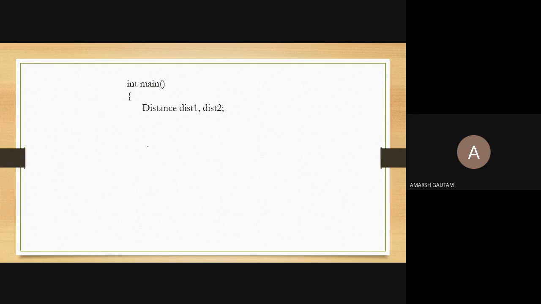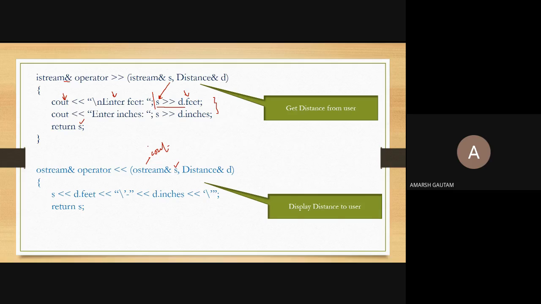Sir, can you please just go to the previous slide and explain how S being returned as analogous to C out?